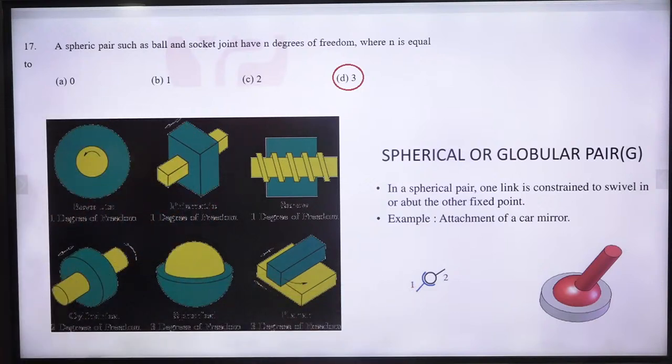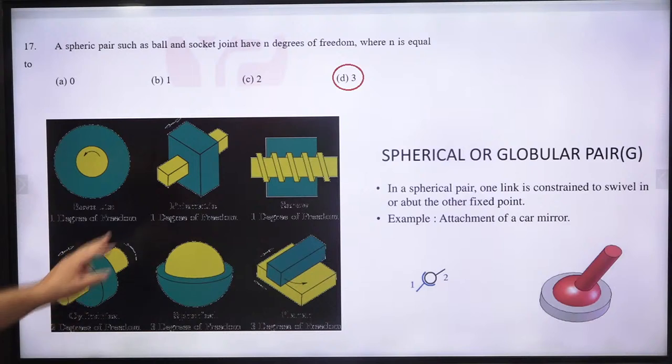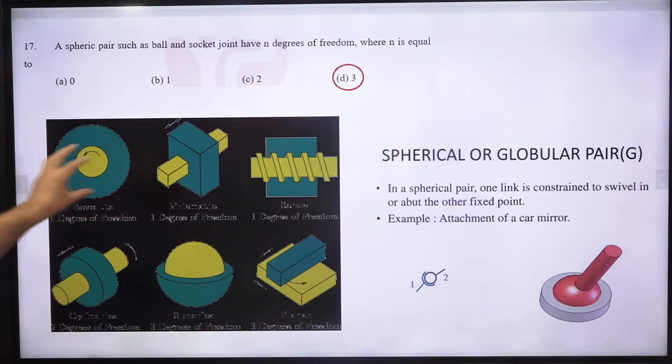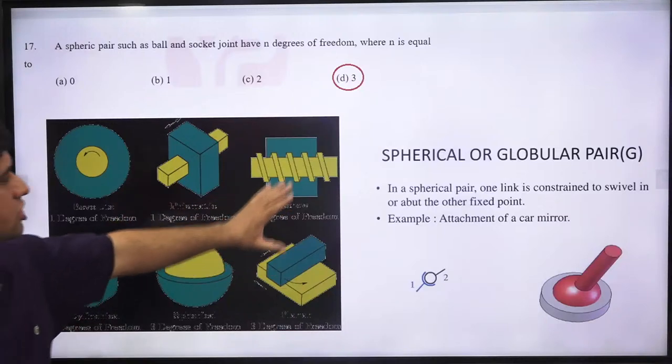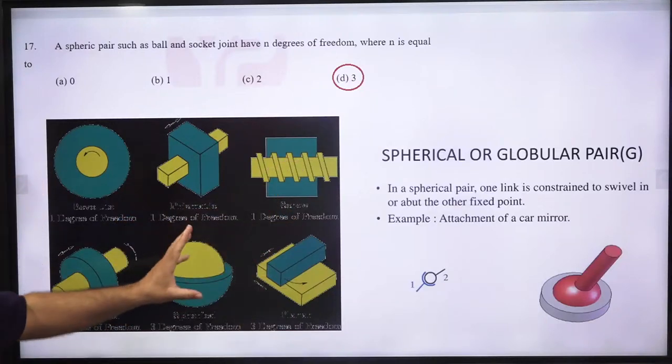So degrees of freedom, if you see, there are different degrees of freedom. This is prismatic, 1 degree of freedom. This is prismatic pairing. This is screw pairing, single degree of freedom. Spherical pairing, 3 degrees of freedom.